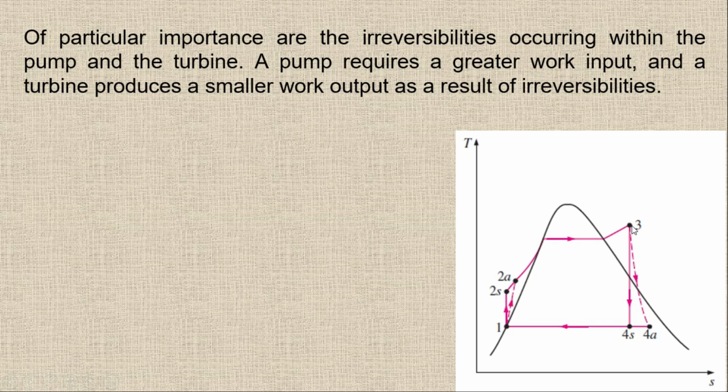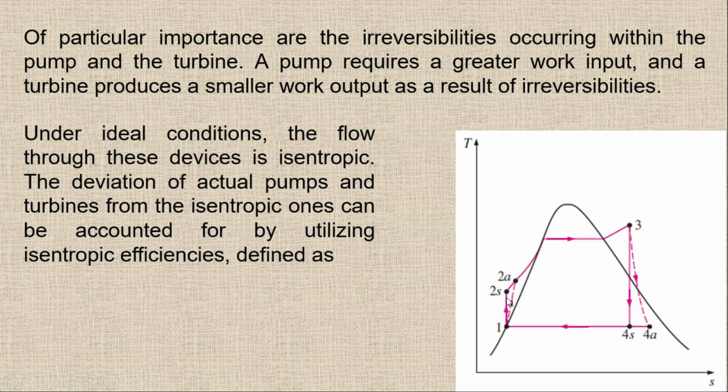Again here, this is the turbine inlet, which is 3, and this is 4s, the isentropic process, and then we have 4a, which is the actual one. So you can see here we will get less work output compared with this one. So we have less work output in the turbine, and we have greater work input in the case of the pump. Under ideal conditions, the flow through these devices is isentropic.